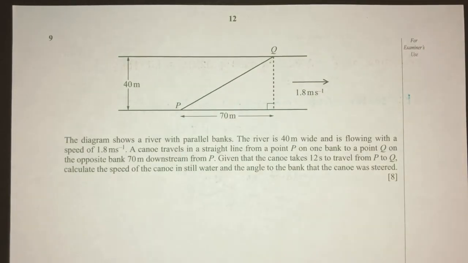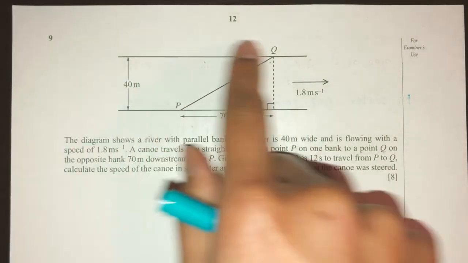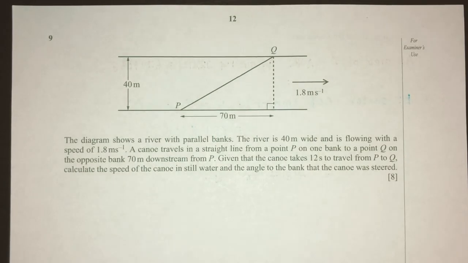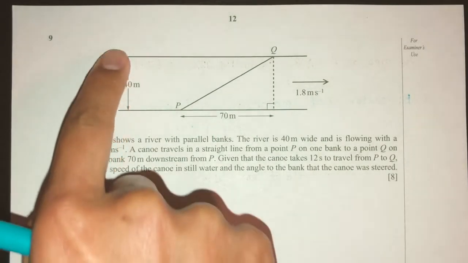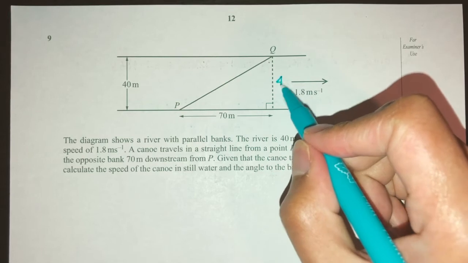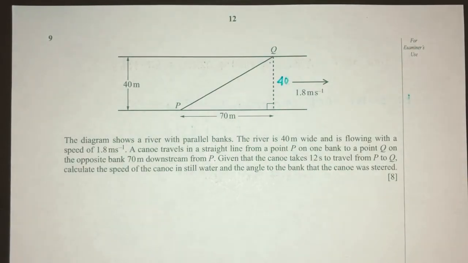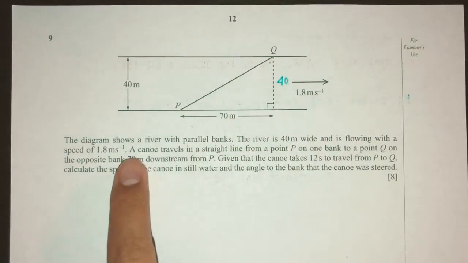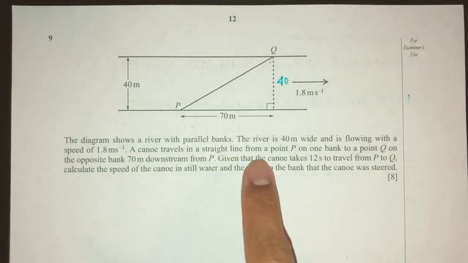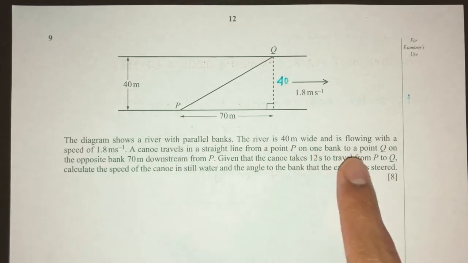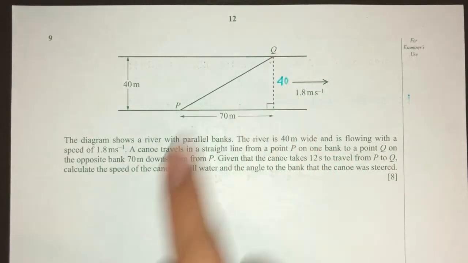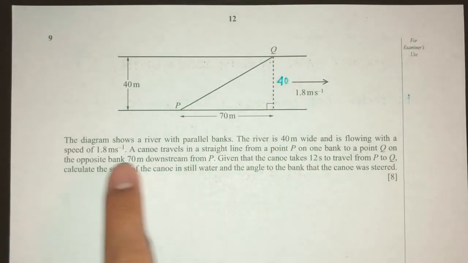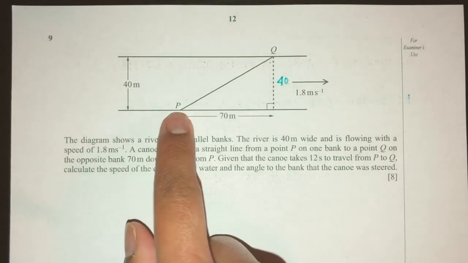Okay, so let's move on to question number 9. The diagram shows a river with parallel banks. As you can see here, this is one bank, the other bank. Now the river is 40 meters wide. This is 40, so this here has also to be 40. And it's flowing with a speed of 1.8 in this direction. A canoe travels in a straight line from a point P on one bank to a point Q on the other bank. Now, Q is 70 meters downstream, as you can see here.